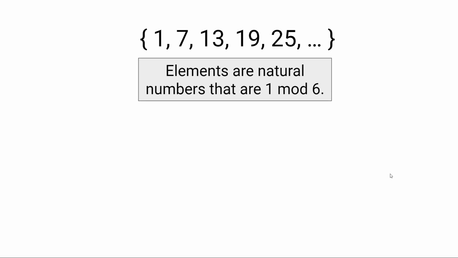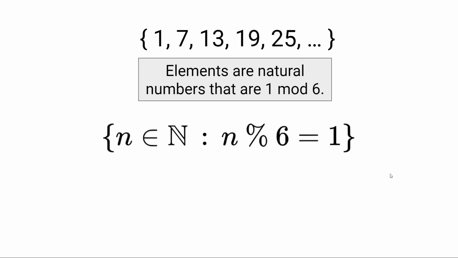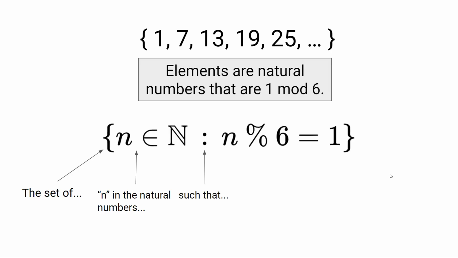Here's an alternative way to express this set that makes the membership requirements clear. Here's how to read this. The curly braces mean the set of. Before the colon, we have a variable and it states the domain of the variable. So this means the set of all n in the natural numbers. Then the colon means such that. And then after the colon, there is a predicate, n mod 6 equals 1. So in all, this notation reads the set of all natural numbers n such that n mod 6 is 1.